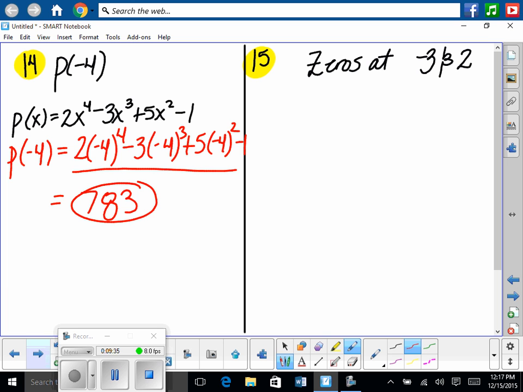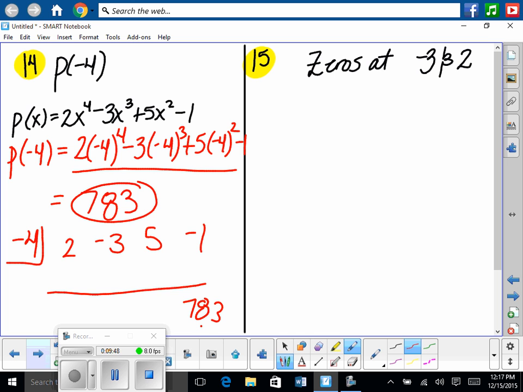Now also, if you would have done synthetic division using negative 4, you would have set up your box with negative 4, 2, negative 3, 5, and negative 1, and you would have gone through the process and you would have got the same thing. Our remainder would have been 783, so that would be p of negative 4.